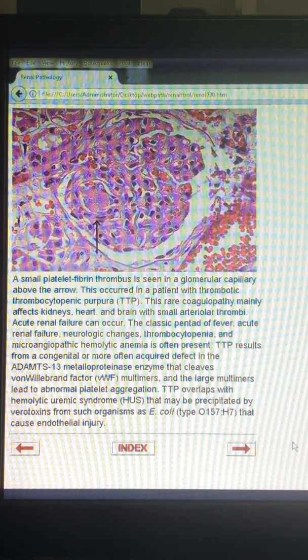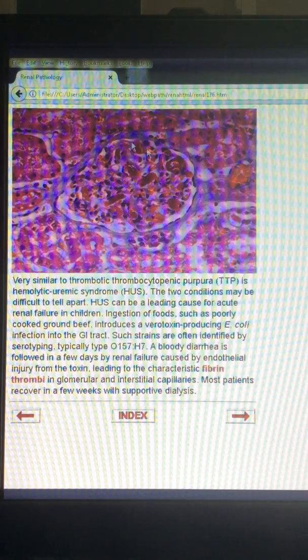So this picture is for thrombotic thrombocytopenic purpura, and here for hemolytic uremic syndrome. Again, you can see the thrombus or platelet fibrin inside the glomerular capillary wall. As we said, hemolytic uremic syndrome is due to the Shiga toxin from most likely E. coli coming from the GI tract due to uncooked or poorly cooked food. Even though hemolytic uremic syndrome is due to a toxin, most patients will recover in a few weeks with supportive care and dialysis.